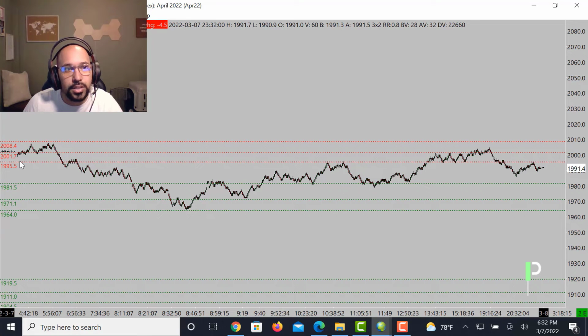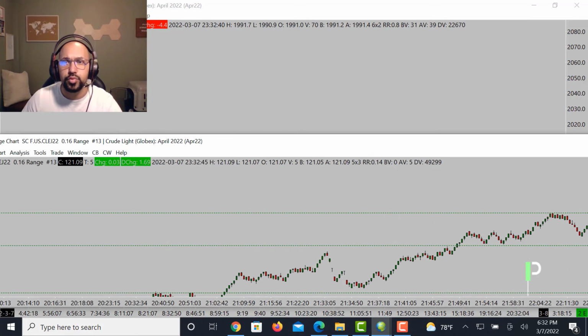Above that though, you can see 2001.7 and then 2008.4 is going to be the areas that we look for resistance up above. But right now you can see I'm looking for this resistance right here, 1995.1 or .5 to short right down into our support, 1981.5. So we'll see if we get that opportunity as we pull into the London session. Let's go ahead and take a look at crude oil.